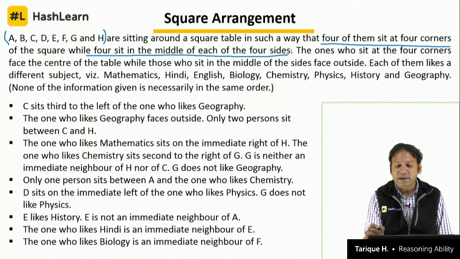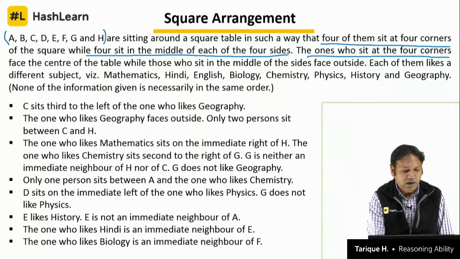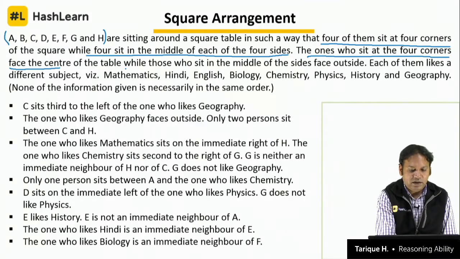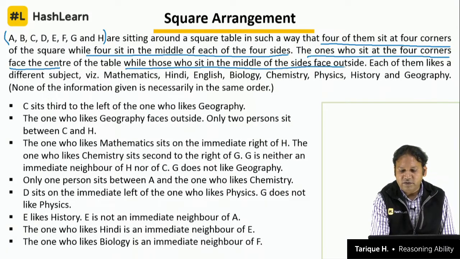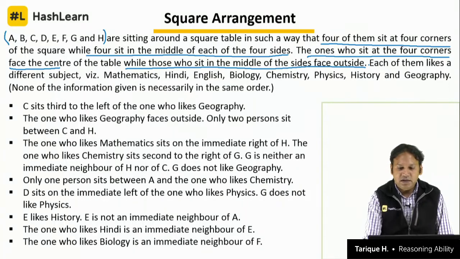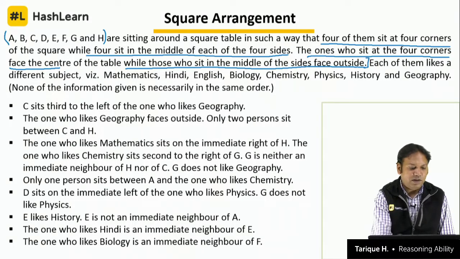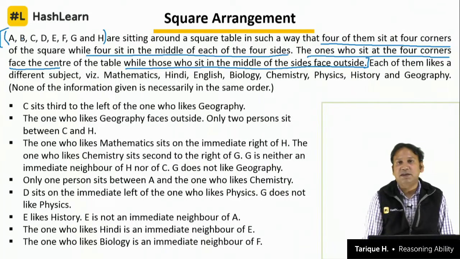Quick reading should be done here, so that you know, okay, how many persons are there, and the setting is same as what we have done before, and immediately start solving. The ones who sit at the 4 corners face the center, while others face opposite side, face outside. So since this information is generic, don't waste too much time reading this. Just quickly grasp whatever is there to assure that it is same as what you have done before.